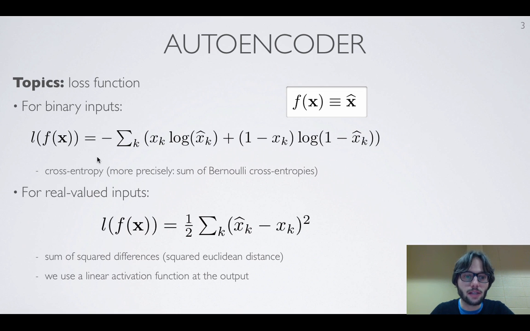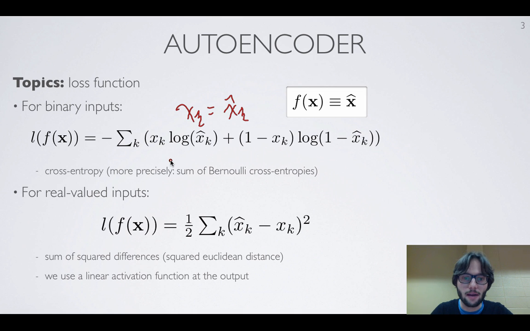If we had inputs that were not exactly 0 or 1, but between 0 and 1, we could still use this loss function here. It would still be well defined in the sense that the minimum will still be when we reach xk equals x hat k. So that will still minimize this, even if xk can be between 0 and 1. However, it will not be 0.